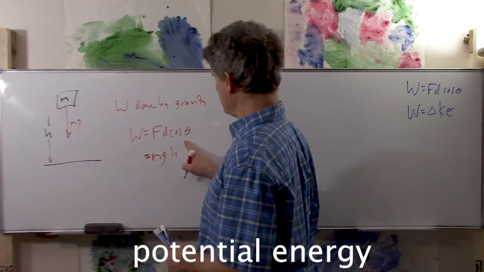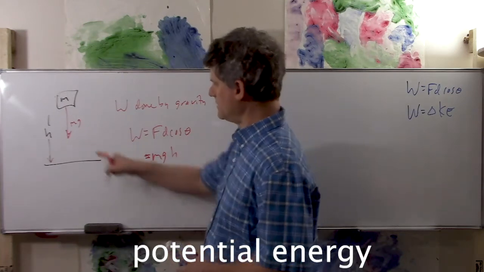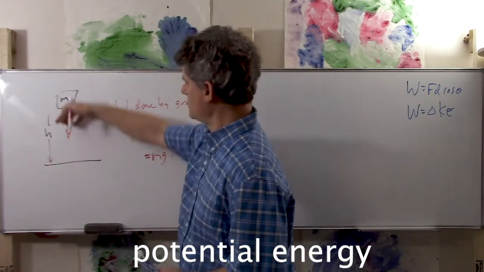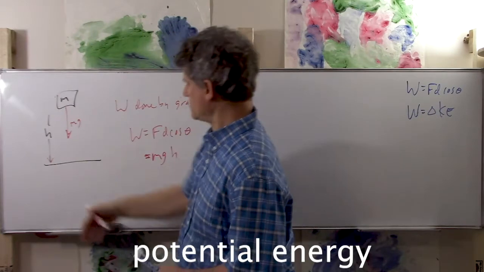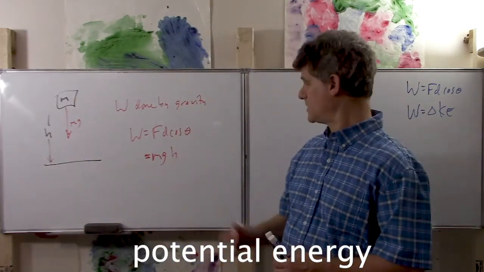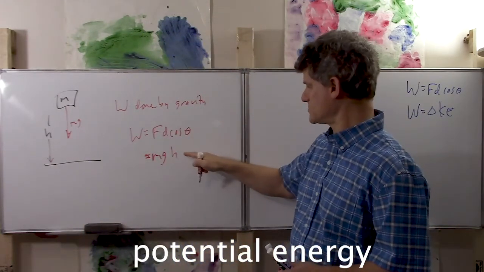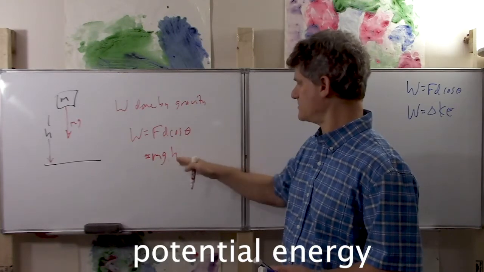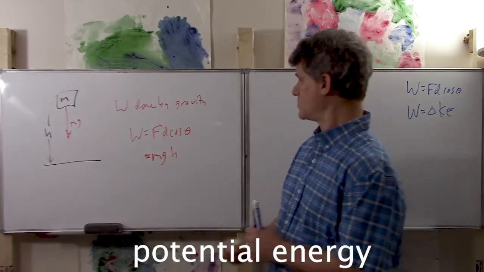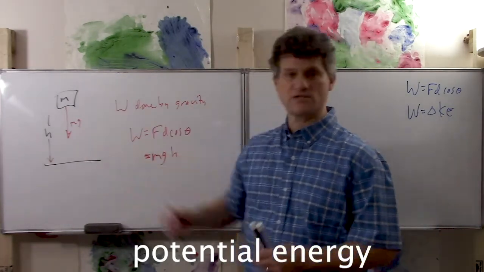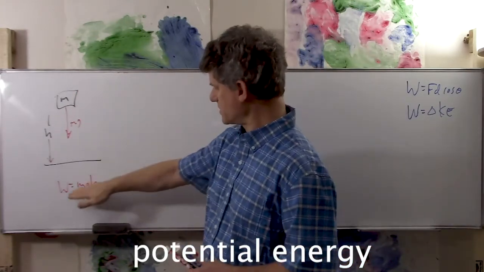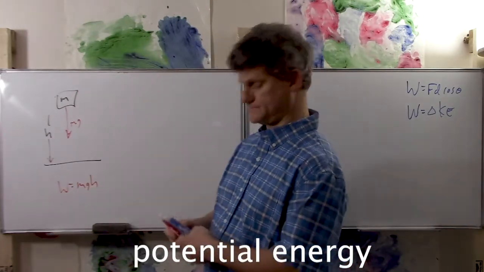So what about the angle? The angle is in between the force and the displacement. They're both running downward, so the angle between them is 0. So in other words, cosine of 0 is 1, so it's just mgh that is the work. So the work done by gravity is mgh. As the object falls, the work done by gravity is mgh.